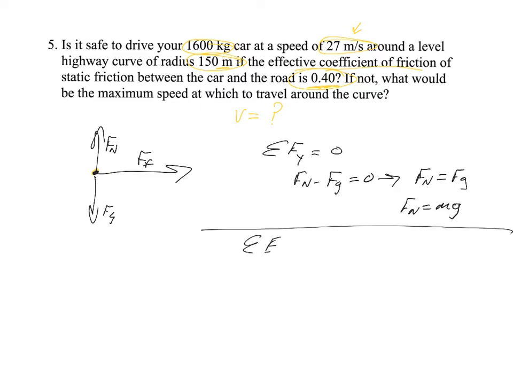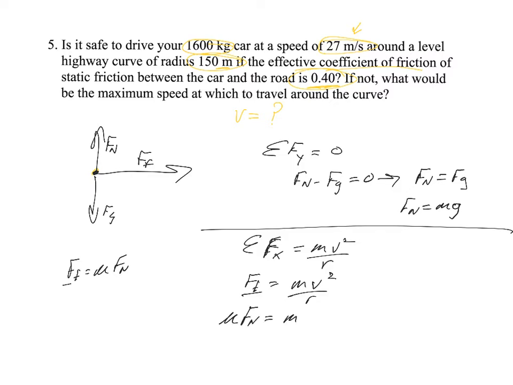Let's go to the sum of the forces. Sum of the forces in the x direction equals mv squared over r. We only have one force, and that's the force of friction, equals mv squared over r. Force of friction, we really have nowhere to go with that, but we do have a mu, so we should know by now that the force of friction equals mu force normal. And so everywhere I see force of friction, I'm going to replace it with mu force normal, and I'm going to get mv squared over r.